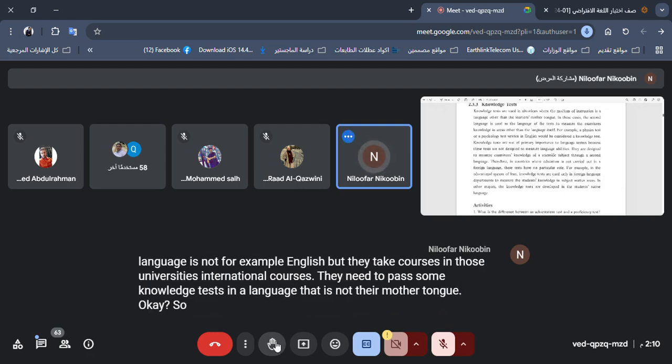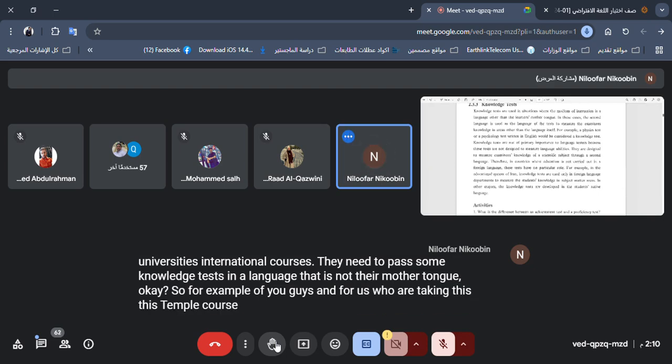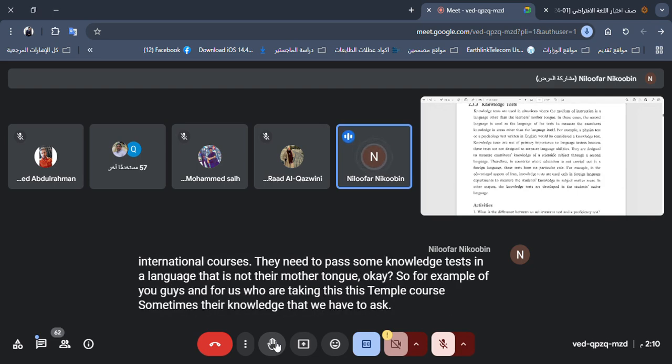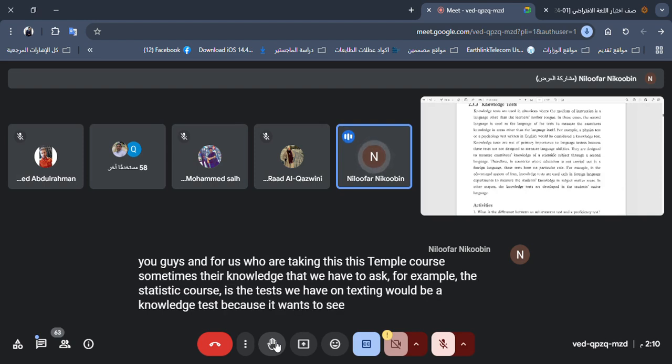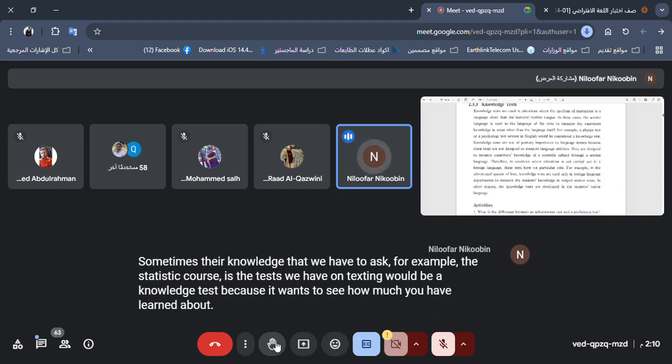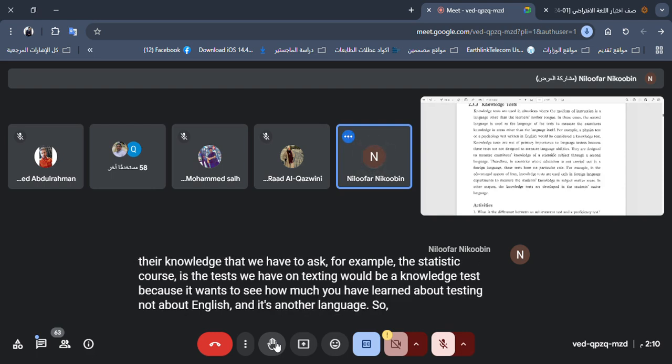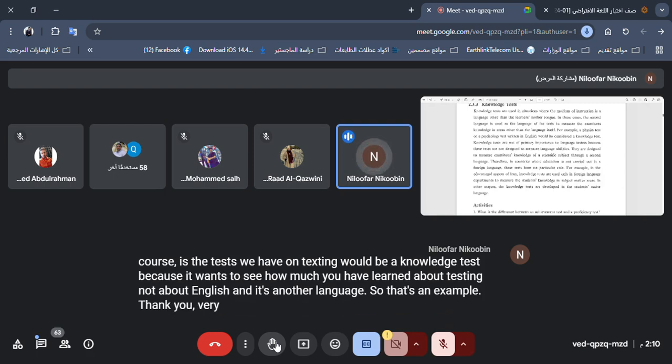Okay, so for example, for you guys and for us who are taking this TEFL course, sometimes there are knowledge tests that we have to pass. For example, the test we have on testing would be a knowledge test because it wants to see how much you have learned about testing, not about English. And it's in another language. So that's an example. Thank you very much. Very, very nice. Good explanation.